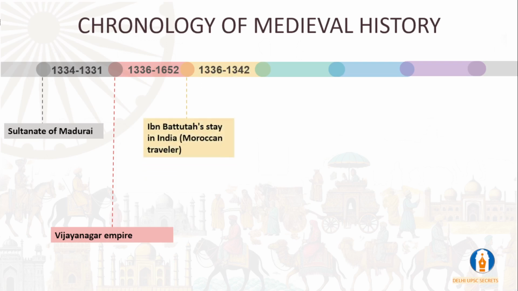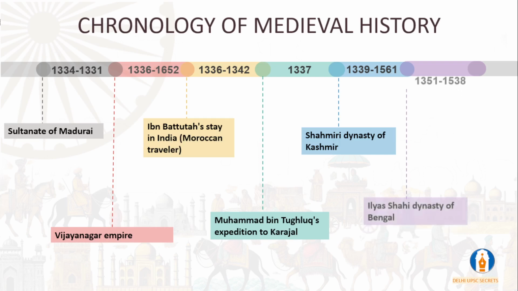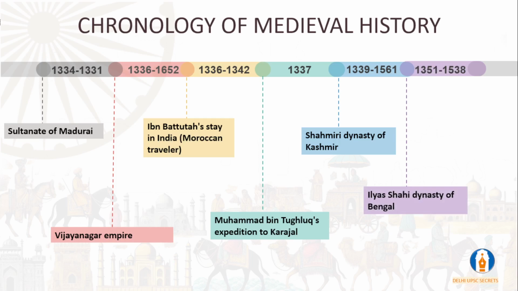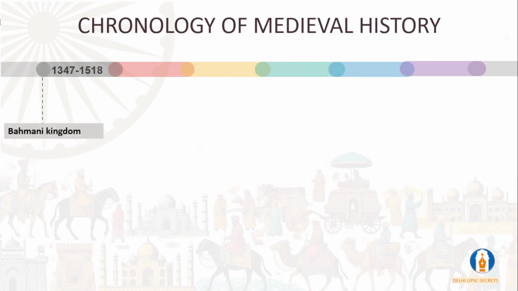Then moving forward, 1336 to 1342, Ibn Battuta, the African traveler, as I told you, stays in India. 1337 is the period when Tughlaq's expedition happens to Karajal. Then the Shahmiri dynasty of Kashmir starts showing its influence between 1339 and 1561 AD. 1351 to 1538 is the period when the Ilyas Shahi dynasty rules in the Bengal region. So you would see a huge lot of dynasties in this period. 1347 to 1518, the famous Bahmani kingdom.